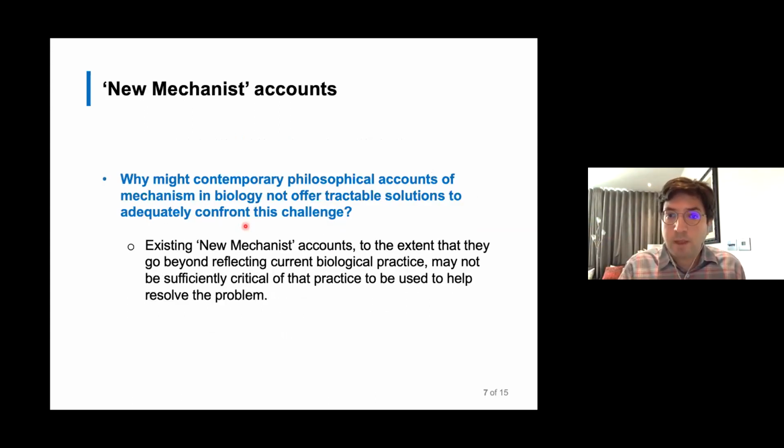So in the philosophy of biology, the new mechanist tradition, again, I won't go into much detail. The full paper has a discussion on this. My argument is that the existing new mechanistic accounts, to the extent that they go beyond reflecting, and that's the key word, beyond reflecting current biological practice, may not be sufficiently critical of it to help resolve the problem I just set out for AD.